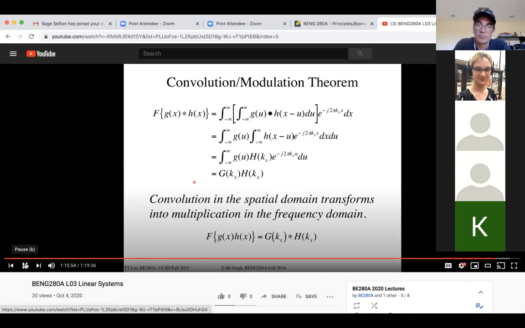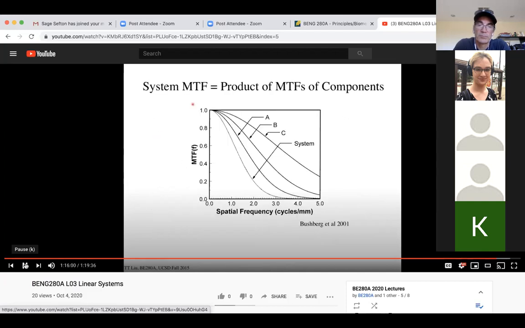Right? So you just know that instantly by this theorem. And then we characterize the system. This goes all the way back to what we talked about in the first lecture.